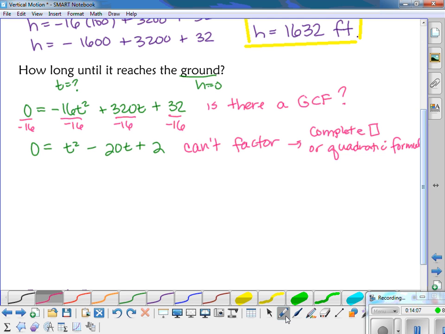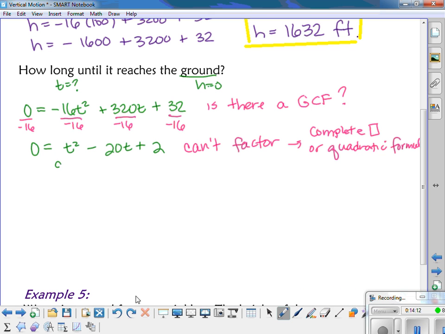Alrighty. So, A, B, and C. A is 1, B is negative 20, C is 2. So negative B is positive 20 plus or minus the square root of b squared. So what's negative 20 times negative 20? Never mind, I'll just write it first. 4 times a times c, all over 2a.